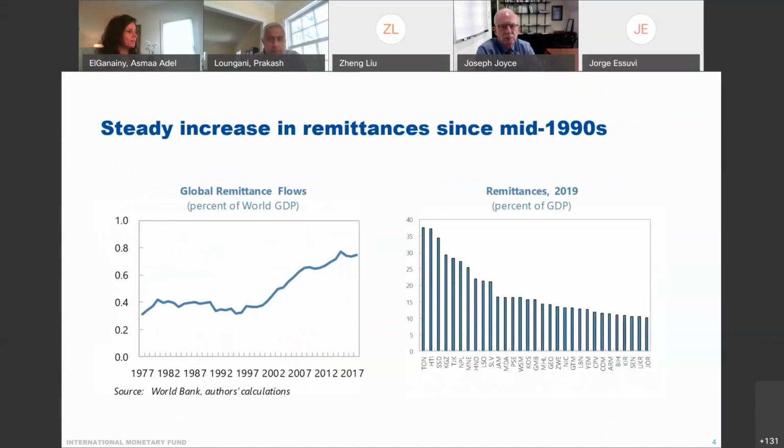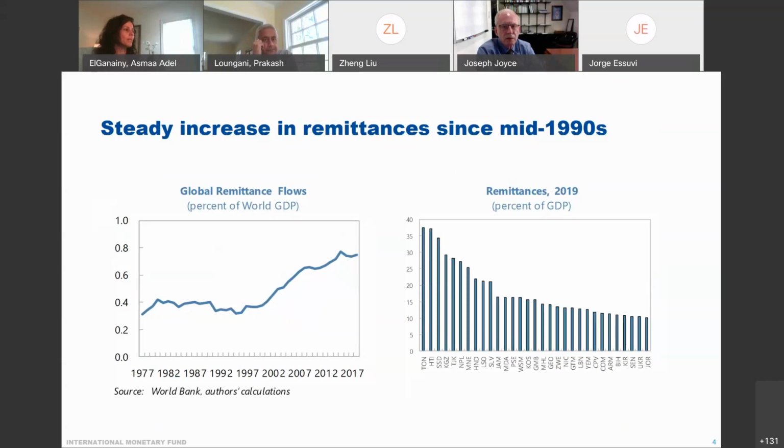Next slide, please. So here we have a couple of charts showing recent trends in remittances. Looking at the chart on the left, we see that globally remittances have been increasing steadily since the mid-1990s, reaching close to 1% of global GDP in 2017.